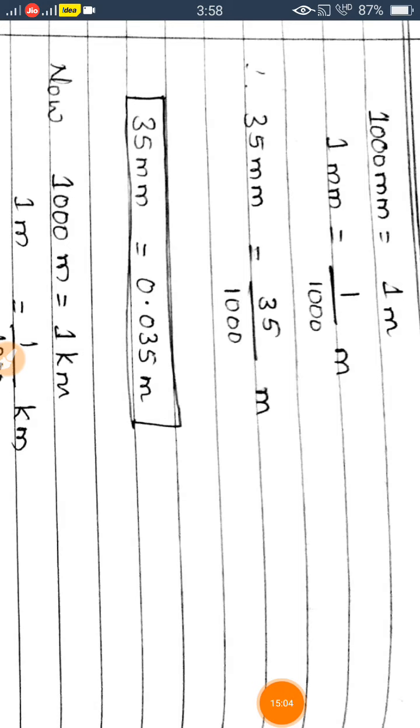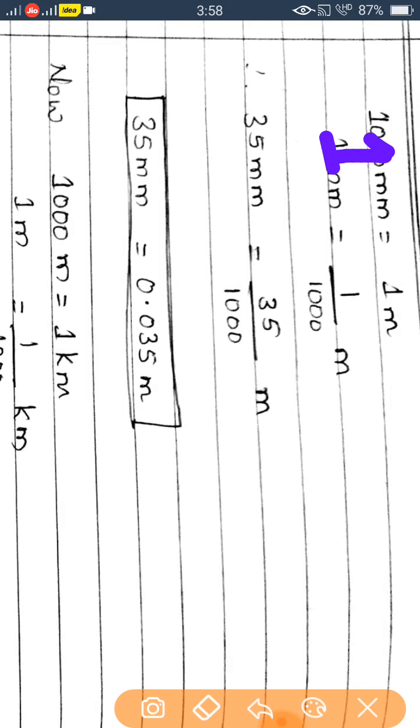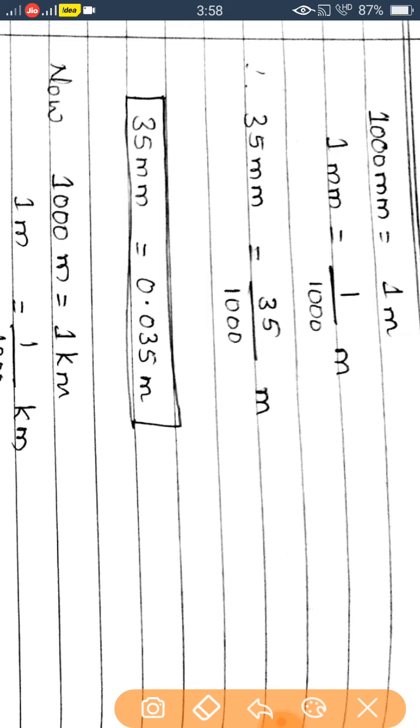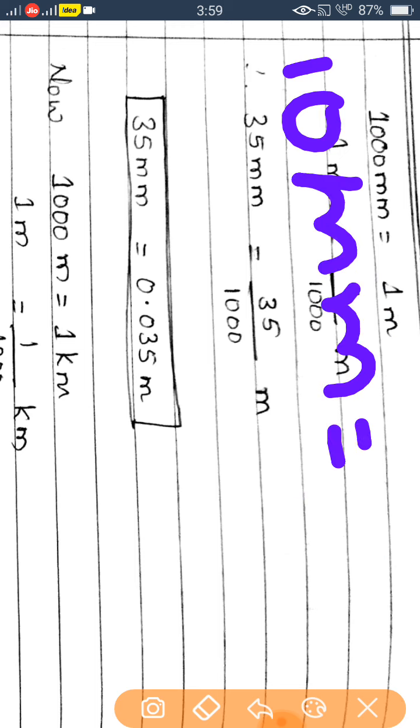Now go for the next. We have to convert 35 mm in meter, no? Just now we did 1 millimeter as 1 by 10 centimeter, we have already done. Okay, keep it in mind. Don't forget this. So we know that 10 mm is equal to 1 centimeter. So we know the centimeters.